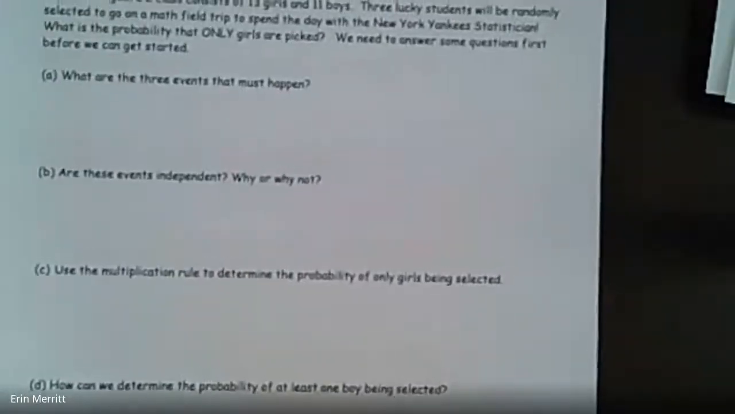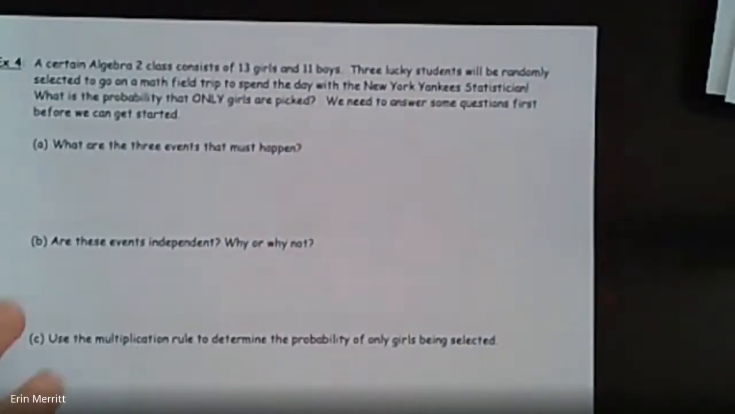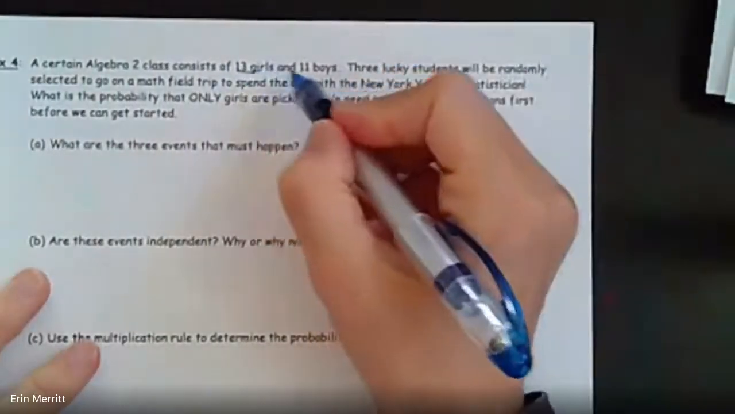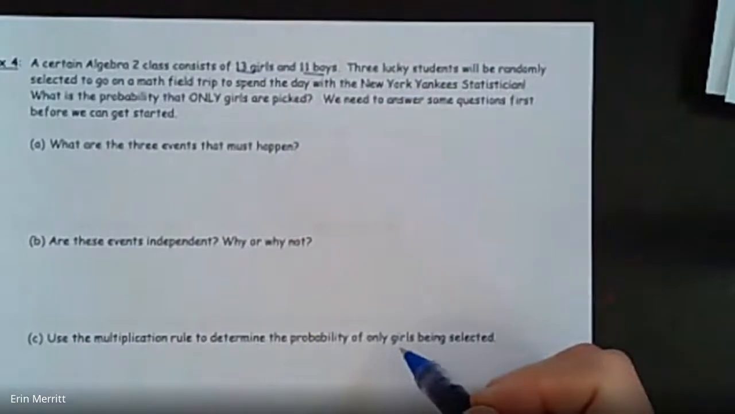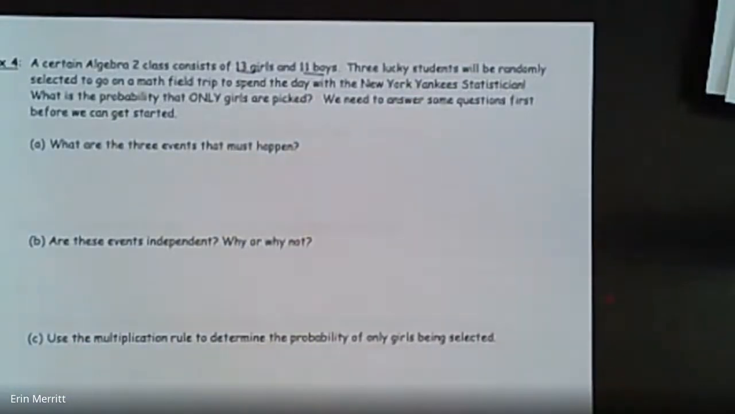Ooh, we're going to an Algebra 2 class. Imagine that. We've got 13 girls, 11 guys. 3 lucky students will be randomly selected to go on a math field trip. Woohoo! To spend the day with the New York Yankees statistician. Actually, that would be very cool. So it's saying here, sorry, let me just find my correct notes page to look at. There we go.